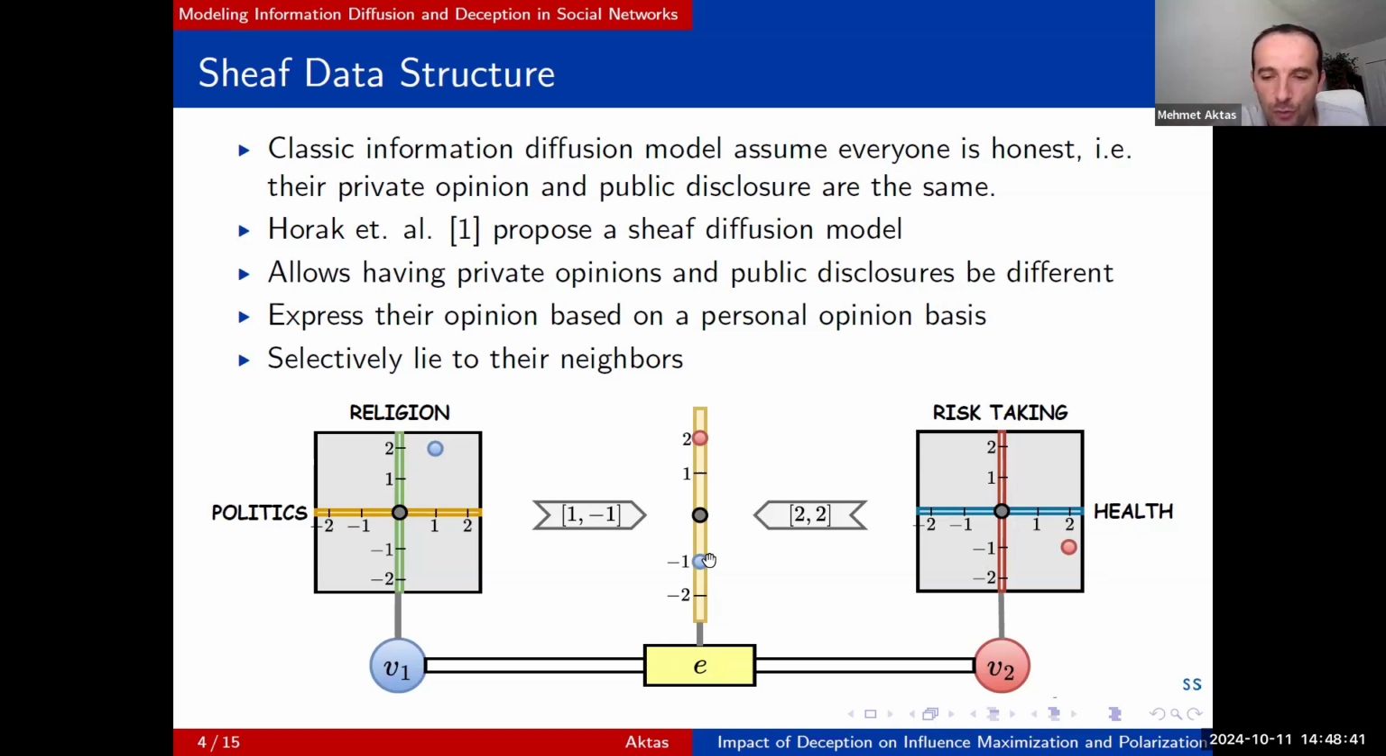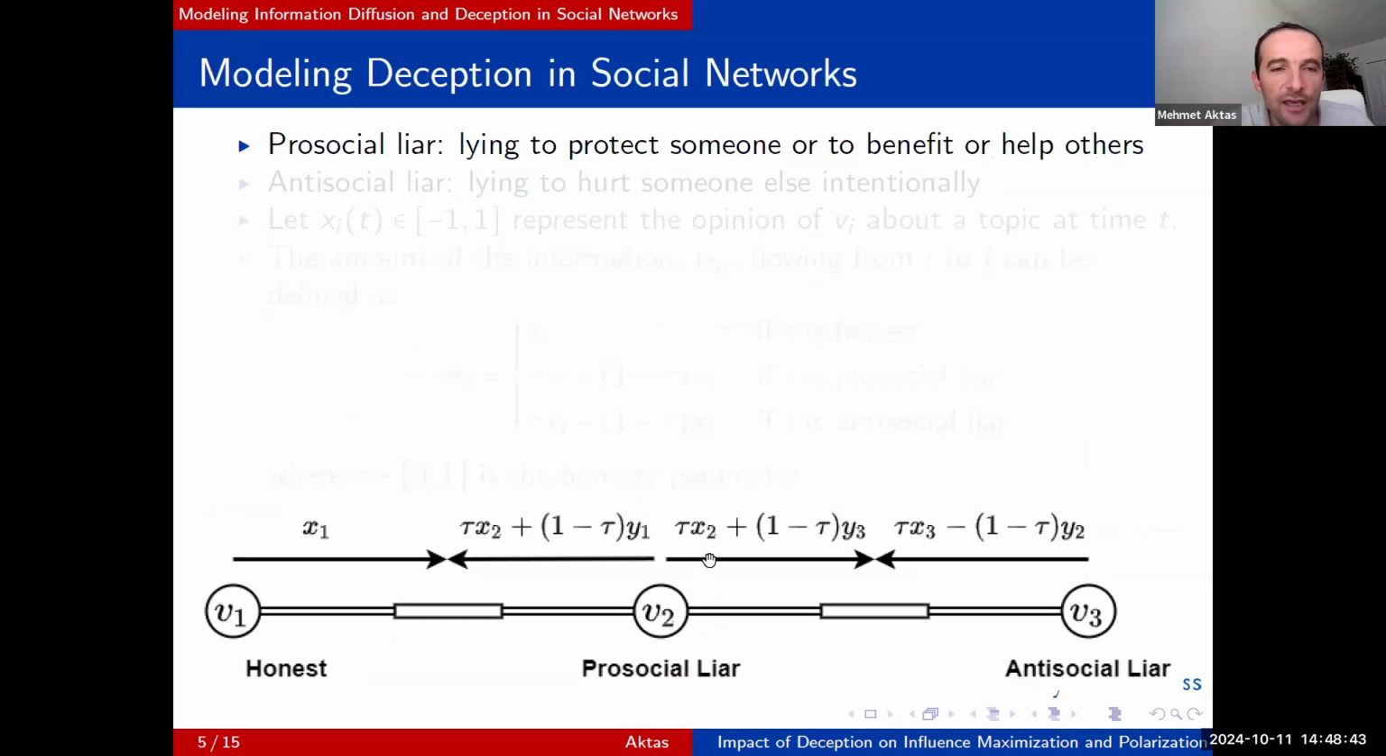And then when it comes to lying, we also realized that there are different kinds of lies. For example, there are pro-social lies. The purpose of a pro-social lie is to try to protect someone or benefit someone. For example, if my son is learning how to play piano and he's not playing well, I say, oh, you are playing really well, go ahead.